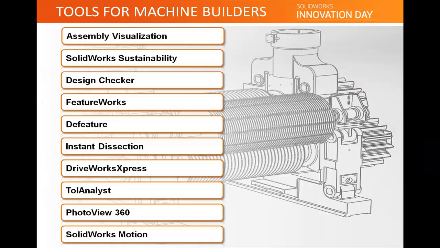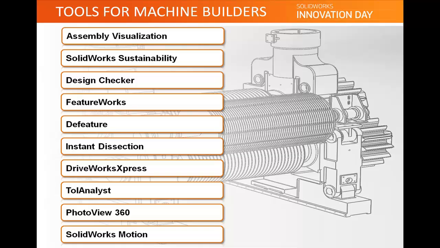These are few of many other functionalities that would help machine builders. Assembly visualization tool that would act exactly as an interactive bill of material also helps us with design change analysis, cost approximations, and much more. SolidWorks sustainability will help us to design eco-friendly products. FeatureWorks to recognize features in imported dumb solids. Design checker to check and auto-rectify production drawings as per the company standards.